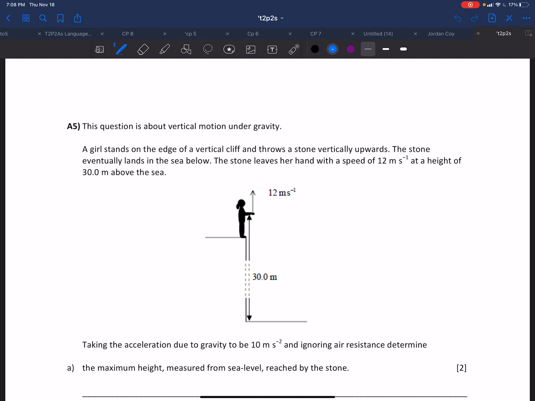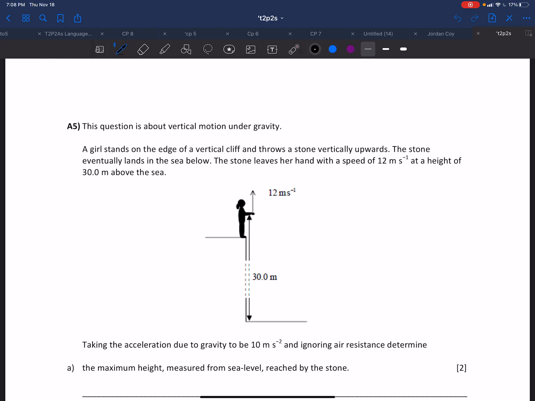In this question, we have a girl at the edge of a cliff, a familiar situation, throwing a stone vertically upwards. So that means it's a one-dimensional projectile situation. It lands in the sea below. It leaves her hand with a speed of 12 meters per second and a height 30 meters above the sea.